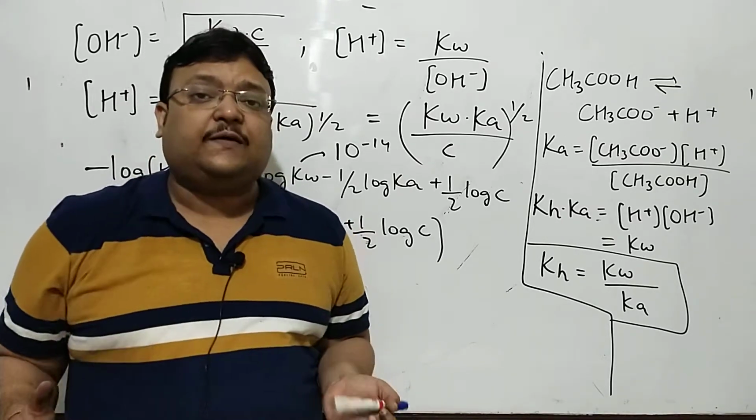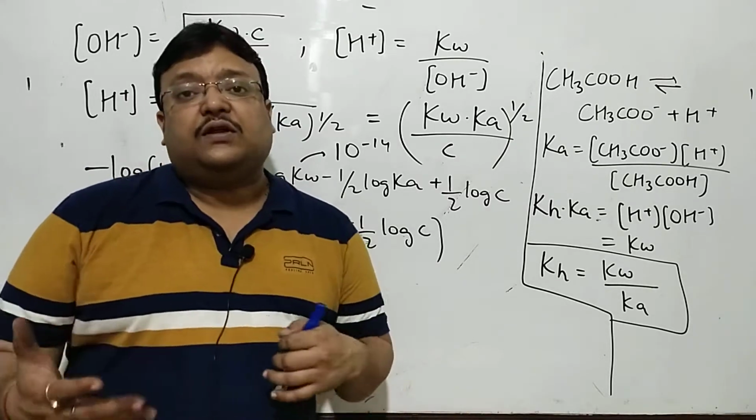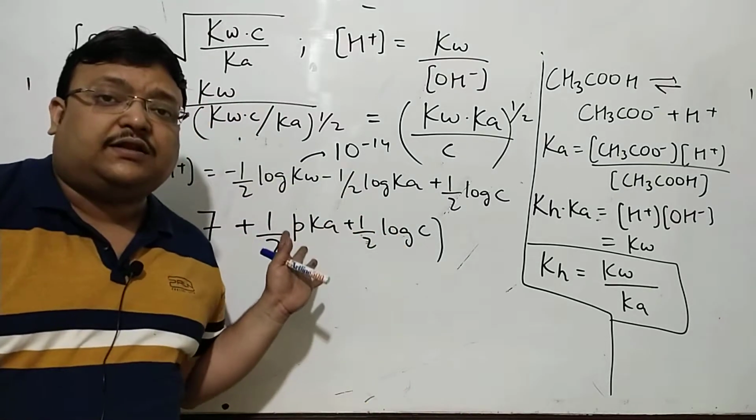If it's only a salt, no acid, no base, still the pH is not equal to 7. It's more than 7 when the acid is weak and the base is strong.